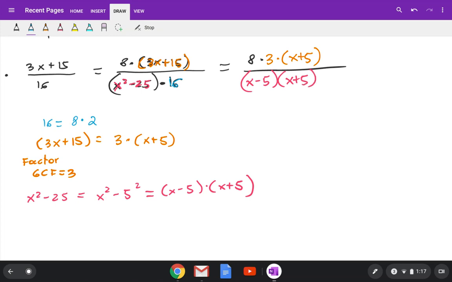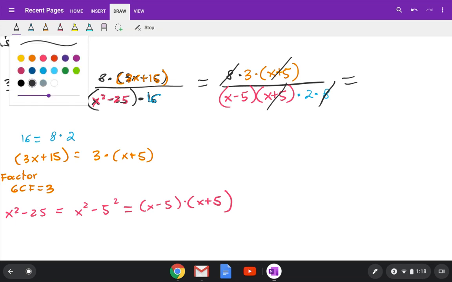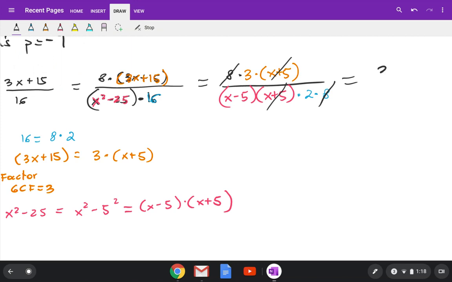And 16 is the same as 2 times 8. And now we're canceling the repeating factors. 8 will be cancelled, x plus 5 will cancel, and technically that's it. So the final answer will be 3 over 2 times x minus 5. And that's the final solution.